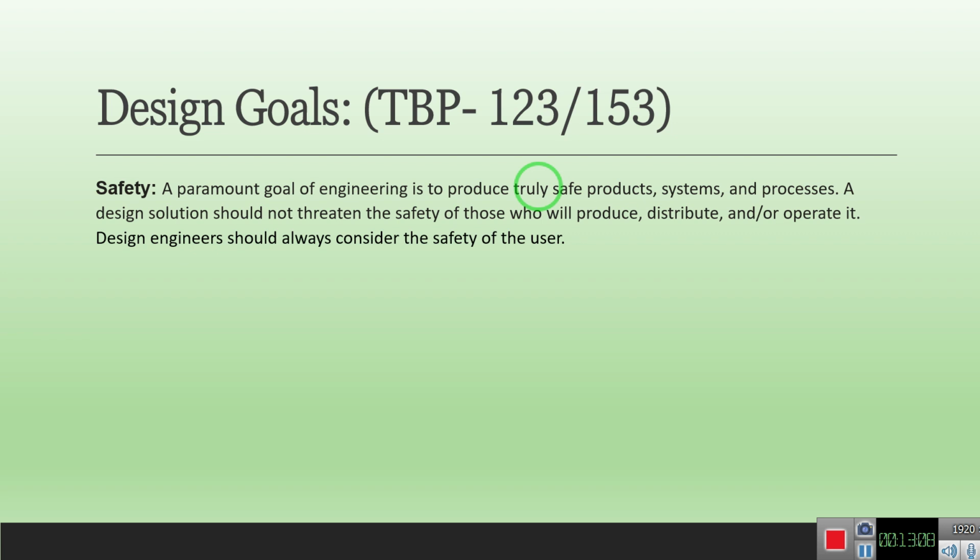Okay, so like that, we have to consider safety day by day. We have to improve the safety of the product. Previously we didn't have airbags in the car. Now we have airbags. Whenever we are hit, the airbags will open. So like that, we have to consider the safety of the product towards users.